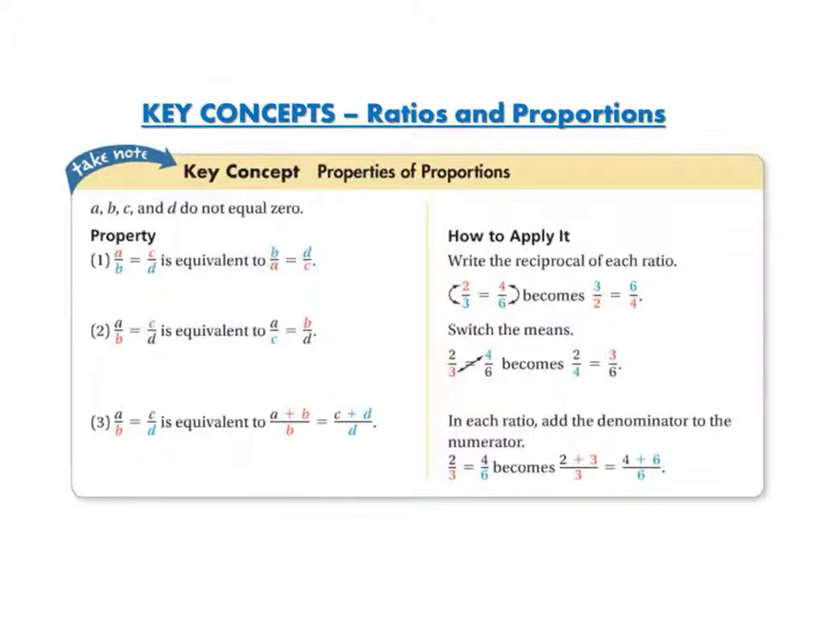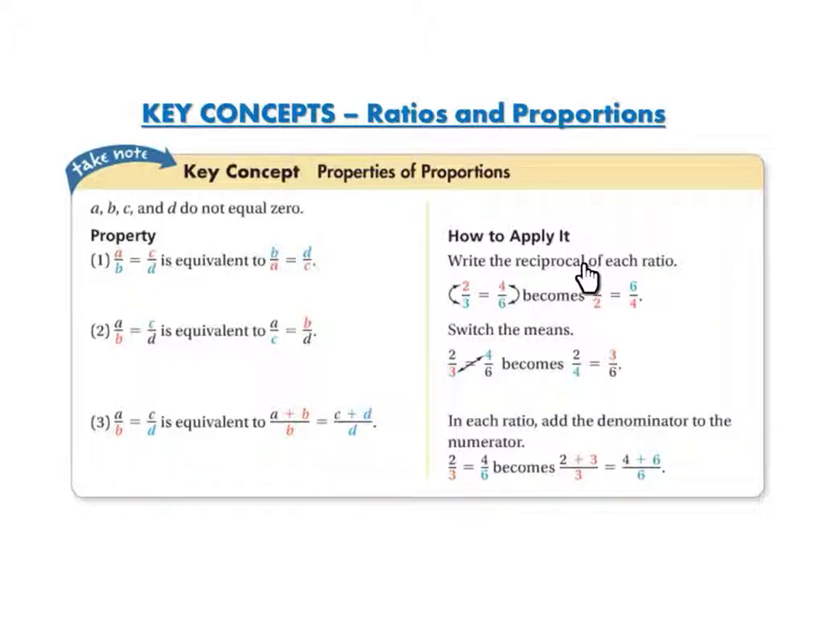All right, here are your key concepts or properties of proportions. They're also in your notes. You can refer back to these anytime. Just remember here that the letters A, B, C, and D are not equal to 0. So our first property, a over b equals c over d, is equivalent to b over a equals d over c. And all we do there is we write the reciprocal of each ratio, and they're still the same.